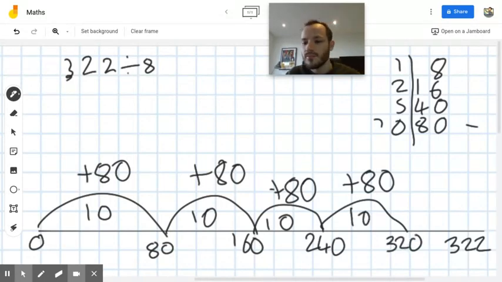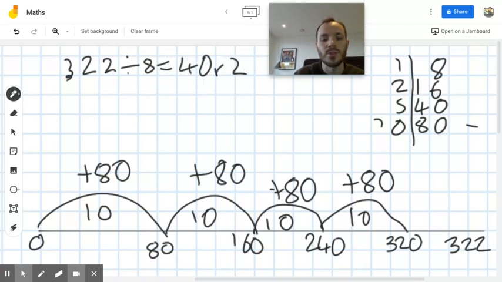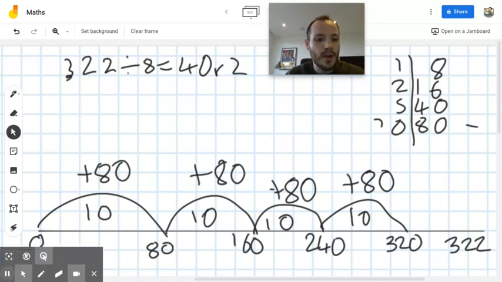And now I'm stuck. I can't do any more, so I'm going to have a remainder there. I'm going to have a remainder 2. 10 plus 10 plus 10 plus 10 equals 40. So 40, remainder 2. Remember, if you get to the answer exactly, you won't have a remainder. Okay, let's do one last one.